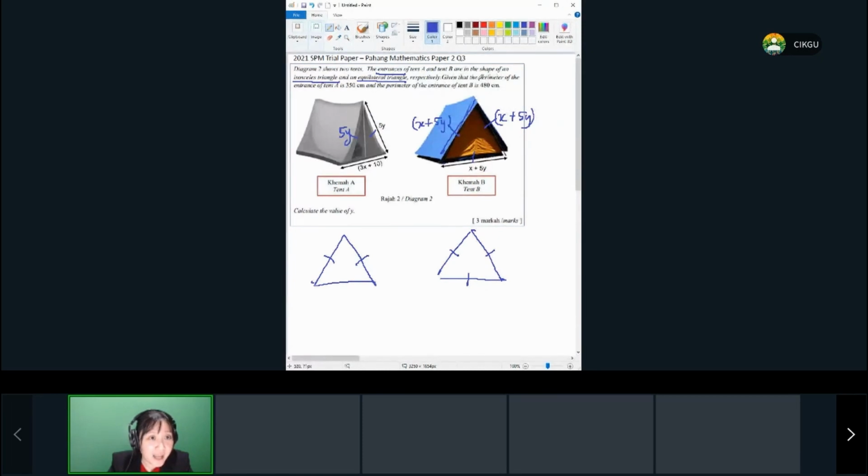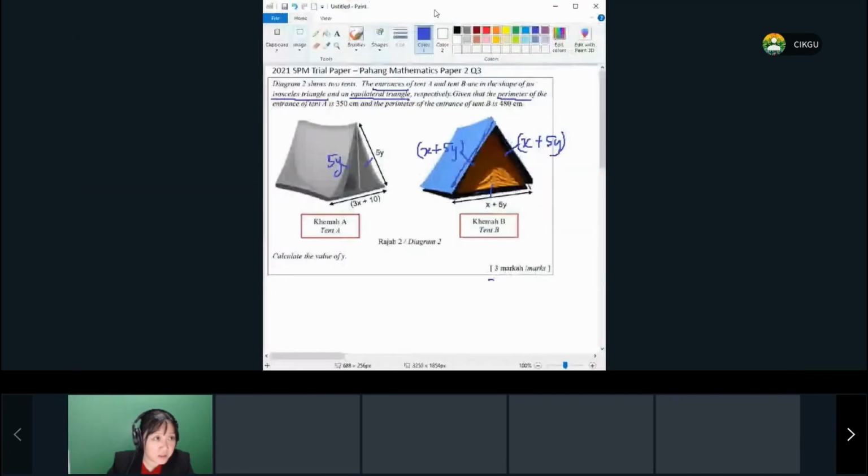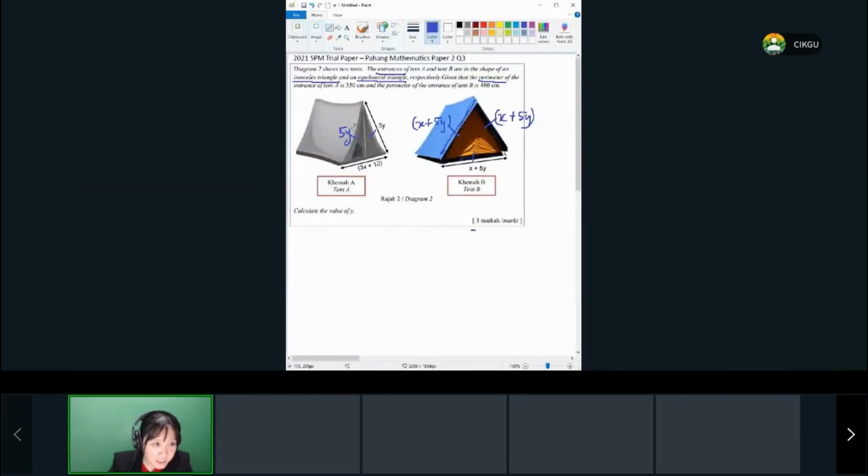Given that the perimeter, perimeter means the length of the outer sides. Let me get rid of this. So perimeter is this plus this plus this. This is called perimeter. All the sides add together. They said the perimeter of A is 350.